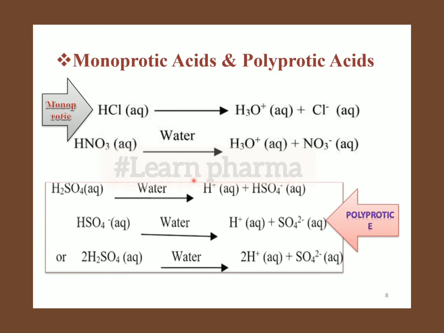Hydrochloric acid and nitric acid, which give one proton on dissociation, are called monoprotic acids. Sulfuric acid and phosphoric acid, which have more than one hydrogen atom, will give more than one proton on dissociation, and are called polyprotic acids. The polyprotic acids are stronger compared to monoprotic acids.